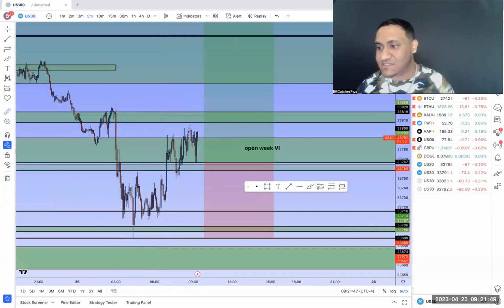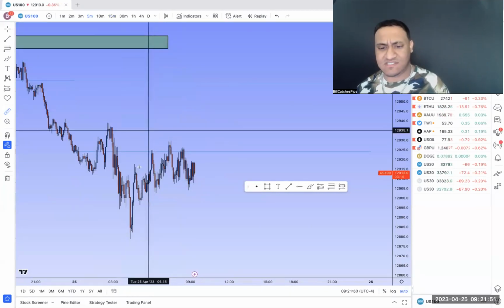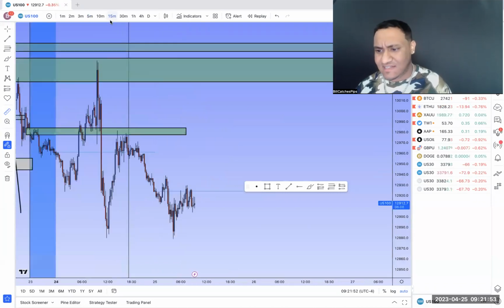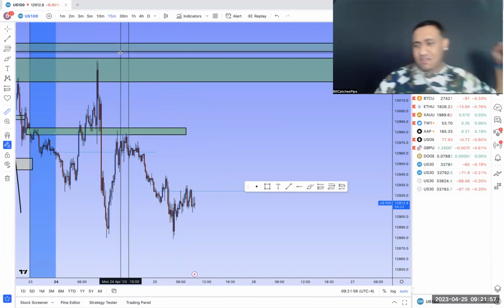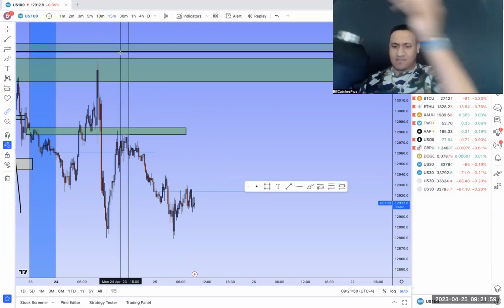All right, let me see what's up with Nas. Nas here is consolidating strong. Wow, that is a strong consolidation on Nas.